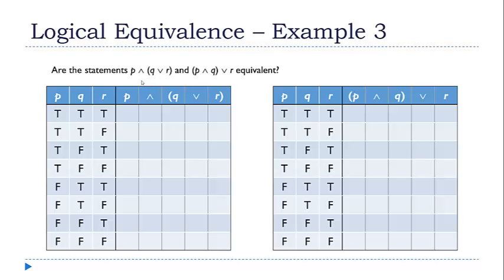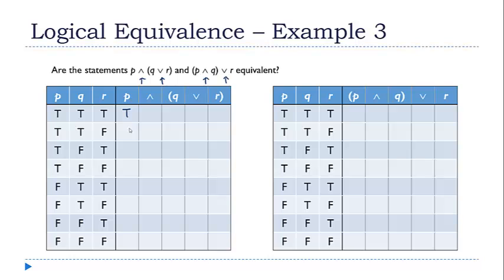Now I'm mixing and matching. I have an and for the first operator, but I have an or for the second operator. So now we're asking a more complicated associativity question. Are these three statements still associative even if I don't have the same logical operators? So let's see what happens here. It's going to be the same process.